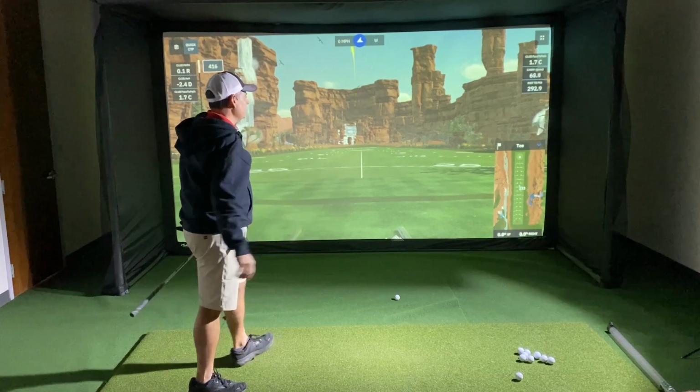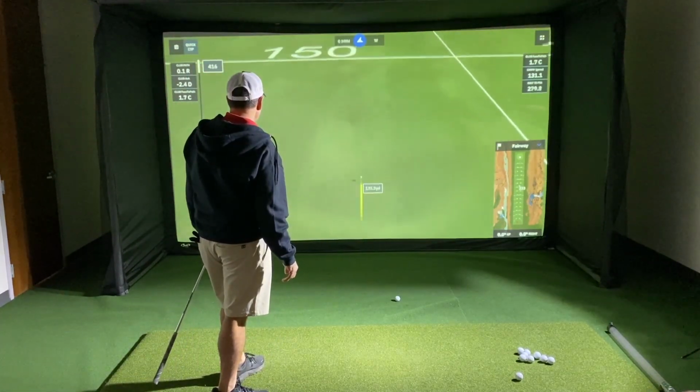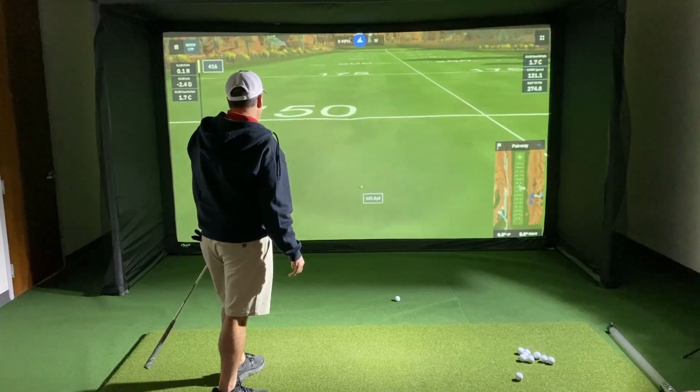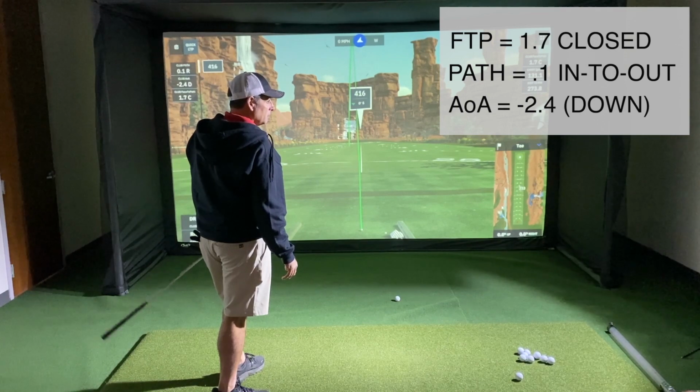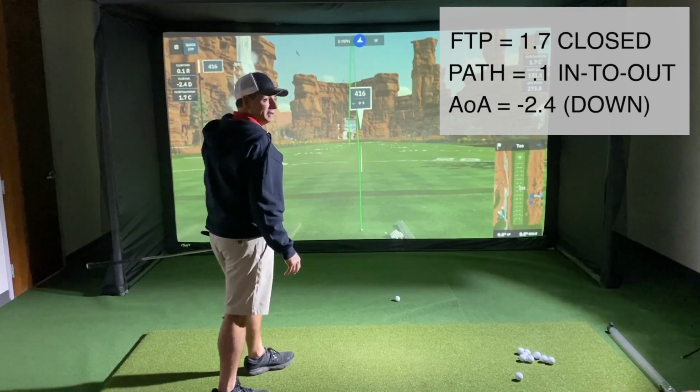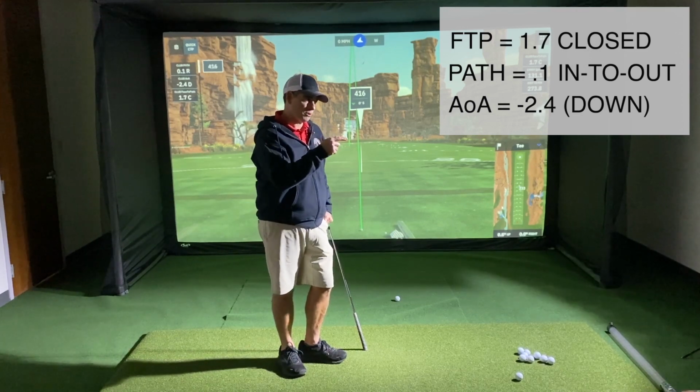So I hit down, not very much, but 2.4 now. I hit down on it a little bit. Your path. My path now kind of shifted a little bit. Okay? I probably didn't actually swing the club any more to the right or very much more to the right.